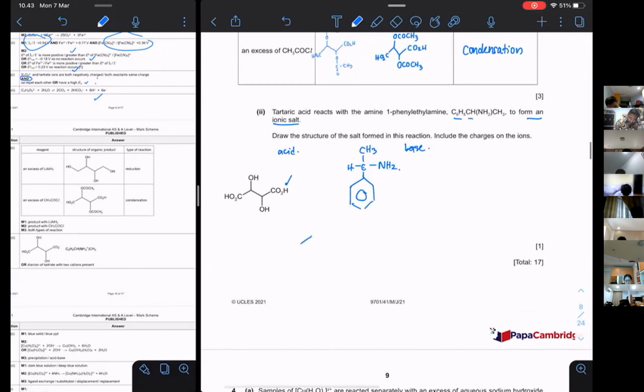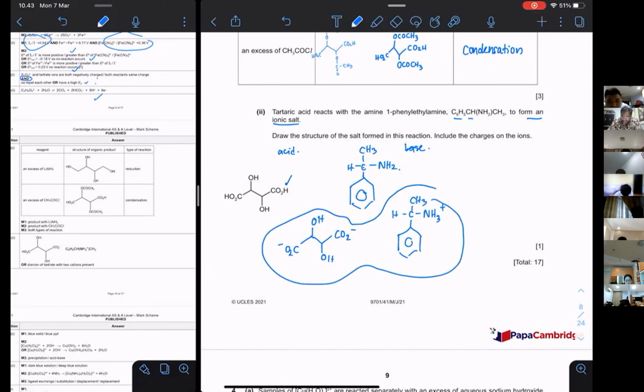So I will have OH, CO2 minus, and then CO2 minus. So you are going to have CH3, H, NH3 plus. So these are the two.